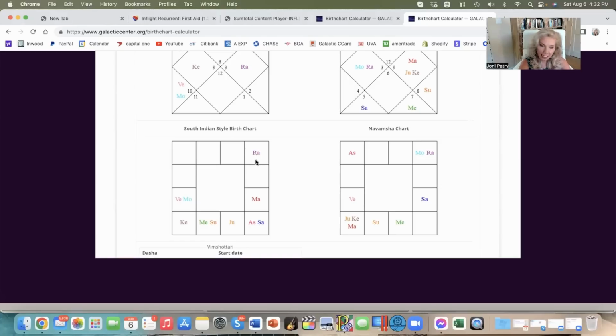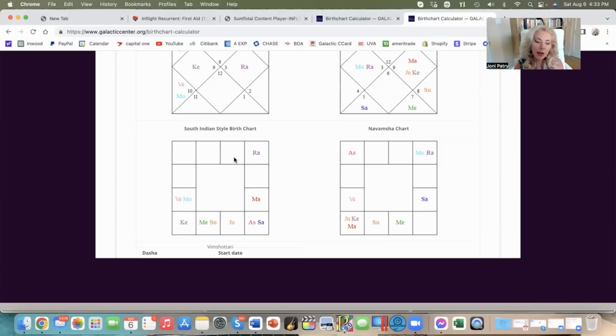So the format is this. This is Gemini, this is Cancer, this is Leo, this is Virgo, this is Libra, this is Scorpio, this is Sagittarius, this is Capricorn, this is Aquarius, and this is Pisces, and this is Aries, and this is Taurus. So you see, the signs are fixed. That's the format for all the charts. No matter whose chart you're looking at, those signs will be on those squares. But what changes are the houses.